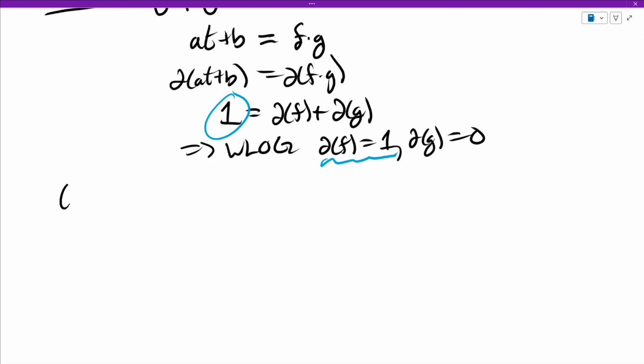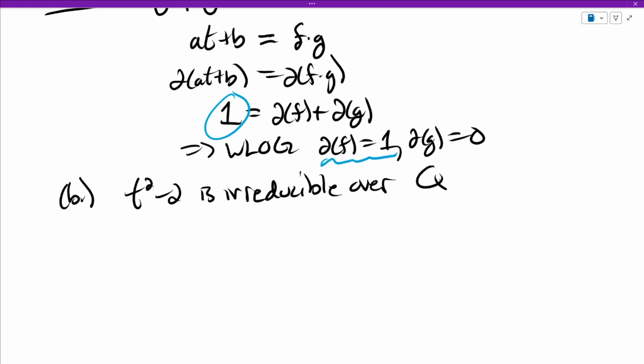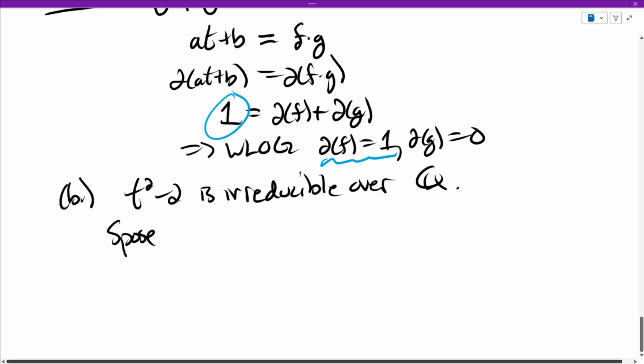Let's look at some quadratic polynomials. So the claim is t squared minus 2 is irreducible over Q. So here our subring happens to be a field, it's Q. So how do you prove something like this? Well, suppose, what does it mean to be irreducible? It means that you're not reducible. So we're going to go for a contradiction.